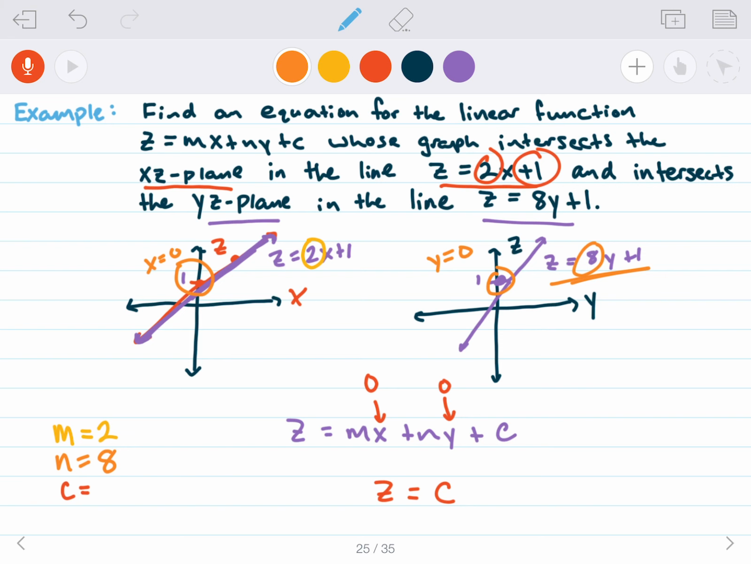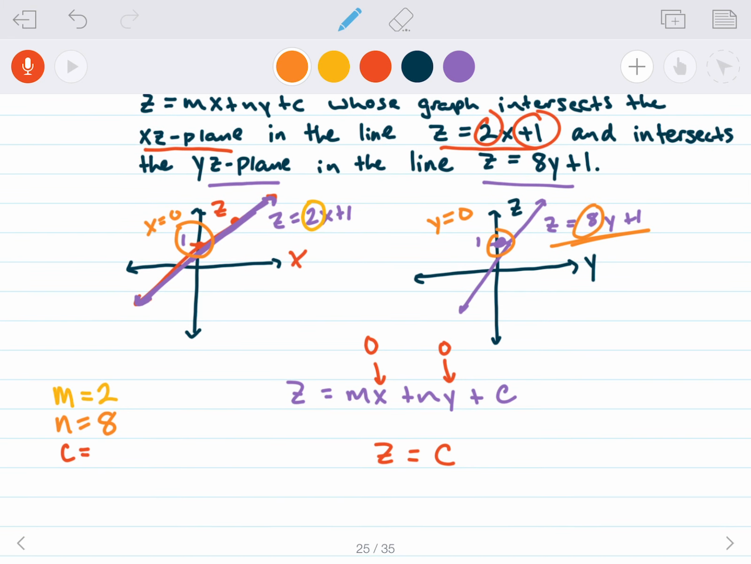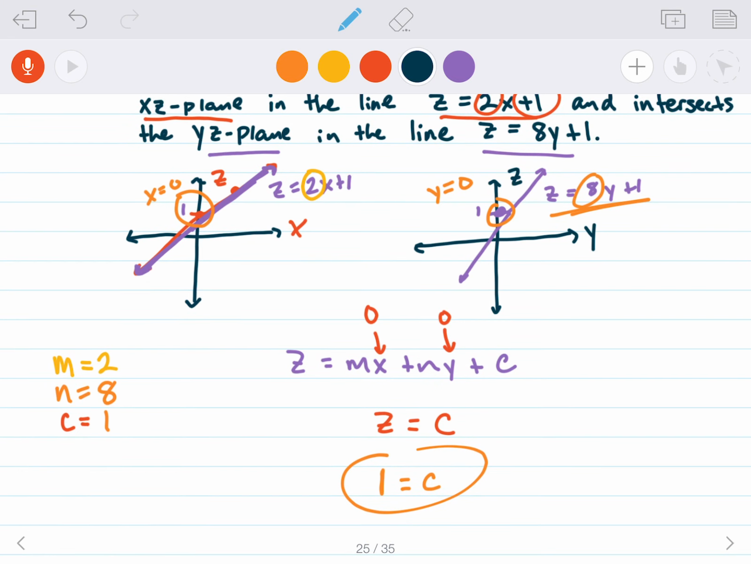So that means that z is 1 when x and y are 0, and so we have 1 equals c. So c is 1, and so our equation is just going to be z equals mx plus 8y plus 1. Right, so that is our equation of the plane that intersects the line 2x plus 1 in the xz plane and the line 8y plus 1 in the yz plane.